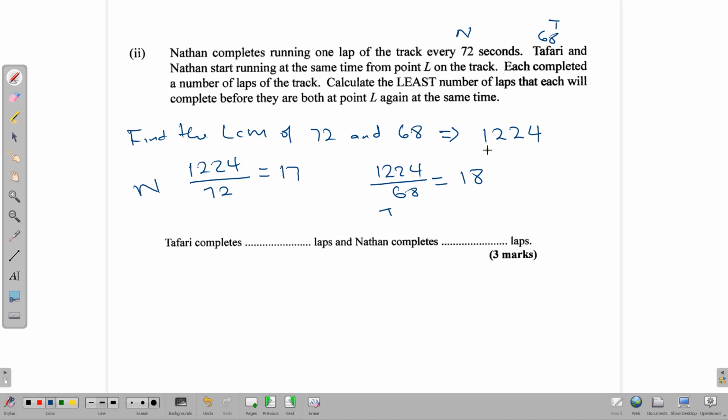So Tafari, like we said, is running a bit faster, so he would have completed more laps than Nathan, since he's taking less time to complete the lap. So Tafari completes 18 laps, while Nathan completes 17 laps. And the key to solving this question really is, like I said, just to find the LCM of 72 and 68. Once we find it, we divide that LCM by these two numbers, and we end up with the number of laps that each person would have completed. When he would have completed 18 laps and he 17 laps, they'd be both at the same point again.